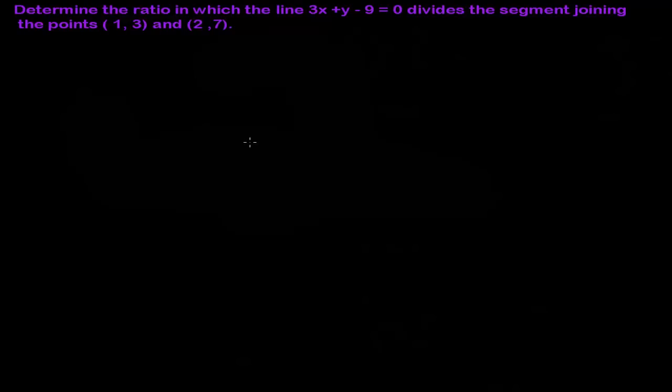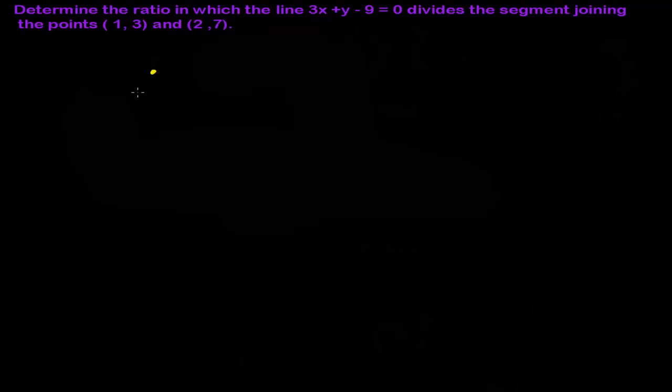In this video, we're going to find out the ratio by which a line is going to divide a line segment joining two points. Let me read the question. Determine the ratio in which the line 3x + y - 9 = 0 divides the line segment joining the points (1, 3) and (2, 7). So the question is saying something like this.